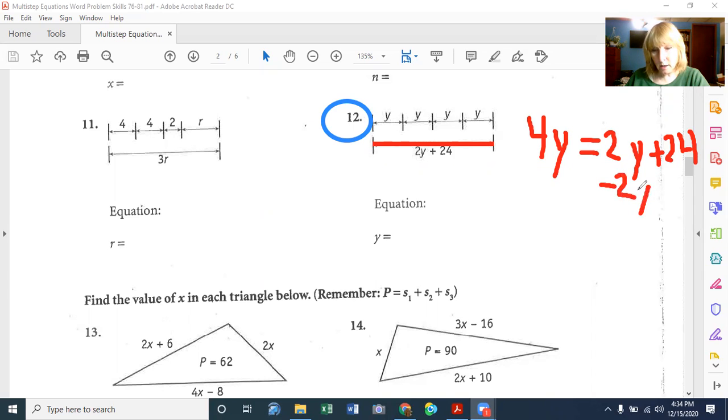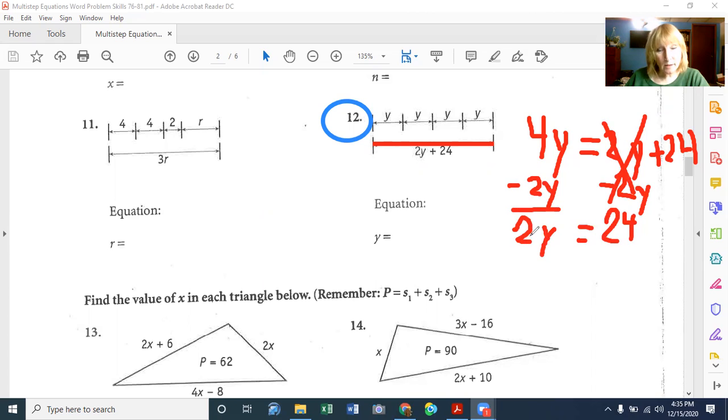Whenever I do to one side, I do to the other side. So I'm going to subtract 2y from this side. The 2y and the minus 2y are going to cross off, leaving me just with 24 on the right. On the left side, I have 4y minus 2y. It's going to be 2y. 4 minus 2 is 2.